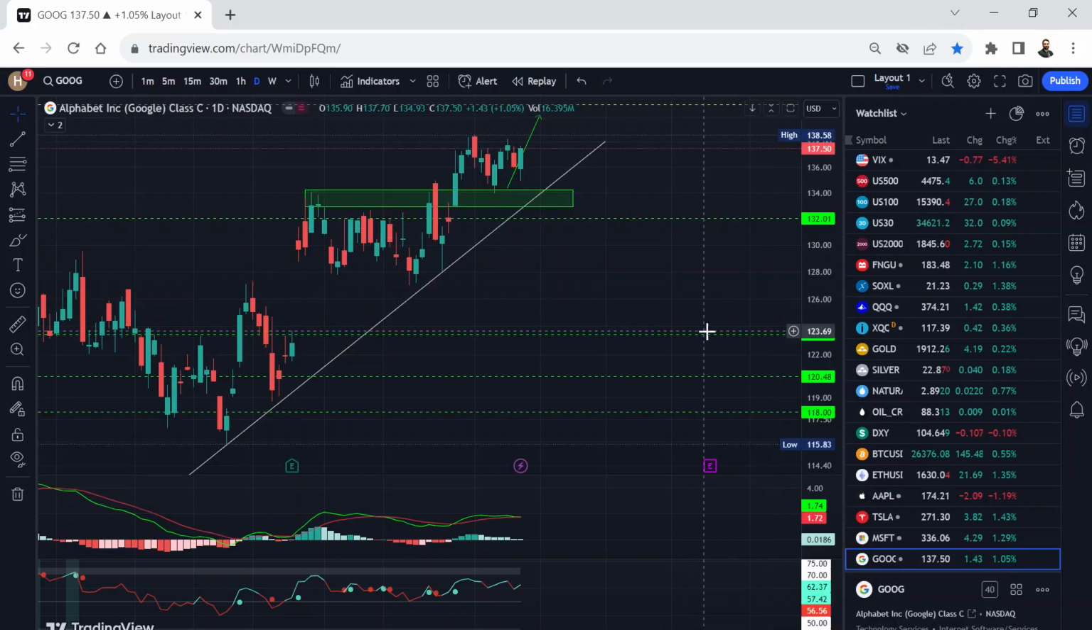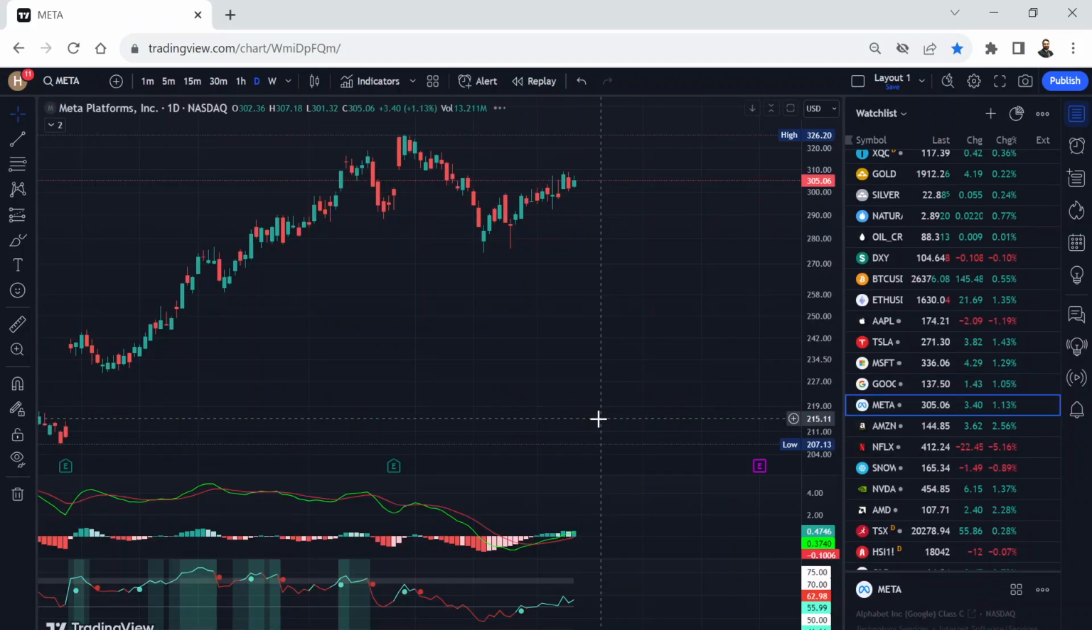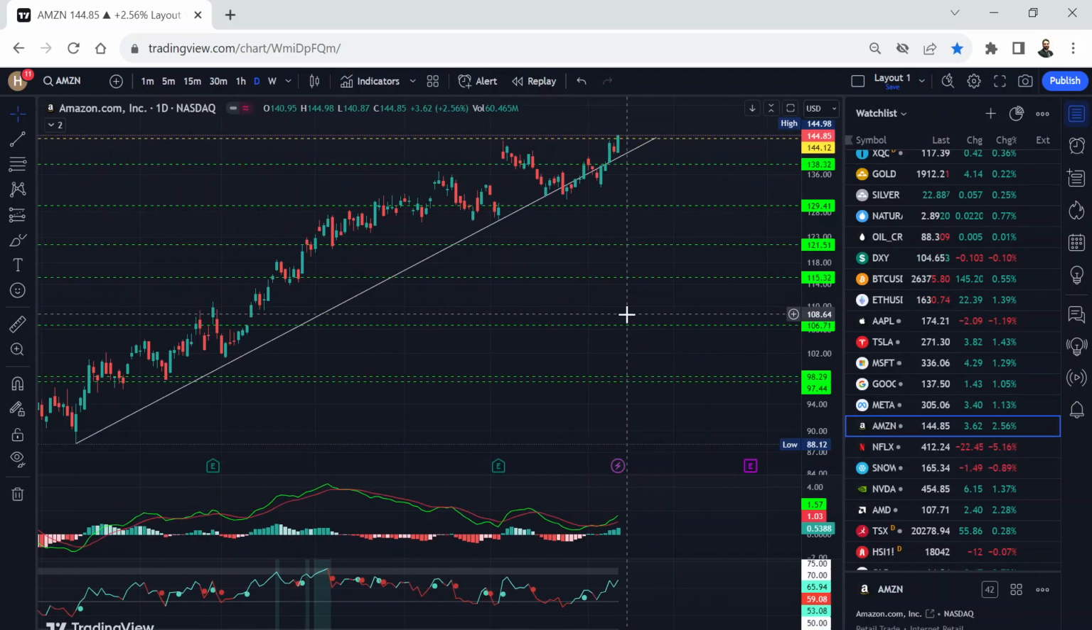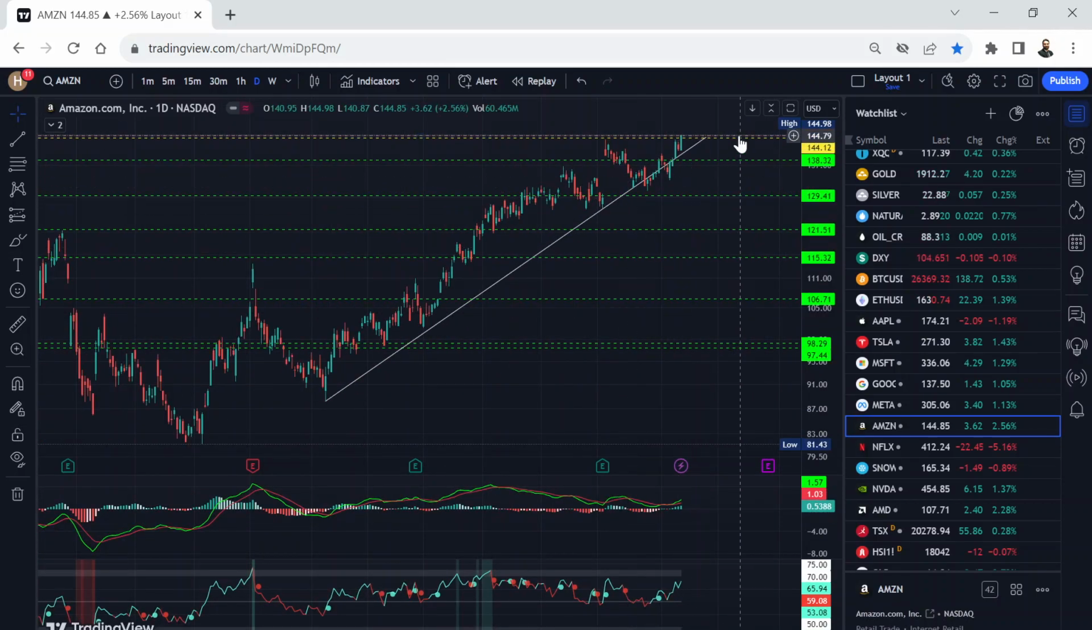So we'll see. Google is looking good so far. Meta also holding this trend line, nothing changed, looking for these gaps. So 332.62 is the target. Amazon very, very bullish, and it's closed this gap.